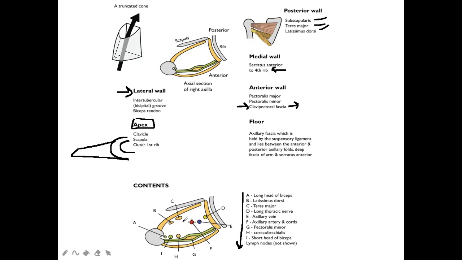The long head of the biceps, that's A. Can you see A, that point? That's the long head of the biceps. Then B is the latissimus dorsi. These muscles also forming the posterior wall are also considered to be within, with the latissimus dorsi and the teres major. And then at this point, we have the long thoracic nerve. Remember the long thoracic nerve comes from C5, C6, and C7, sliding on the thoracic wall. And then we have the axillary vein and the axillary artery.